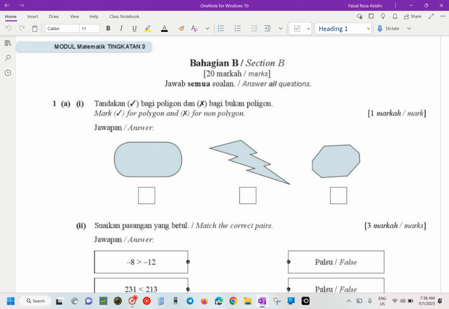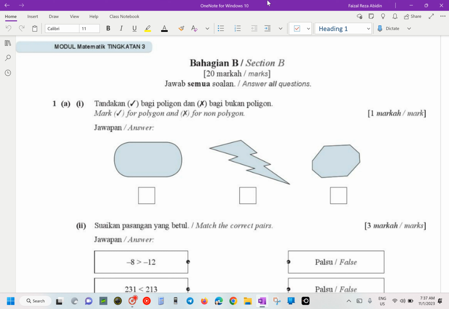Okay, so if you look over here, mark right for the polygon and false for non-polygon. Which one is going to be the meaning of polygon? It must be what? Straight. What does it mean by polygon? Apa maksud polygon? It must consist of, first of all, a straight line. Yang pertama, mesti garis lurus.